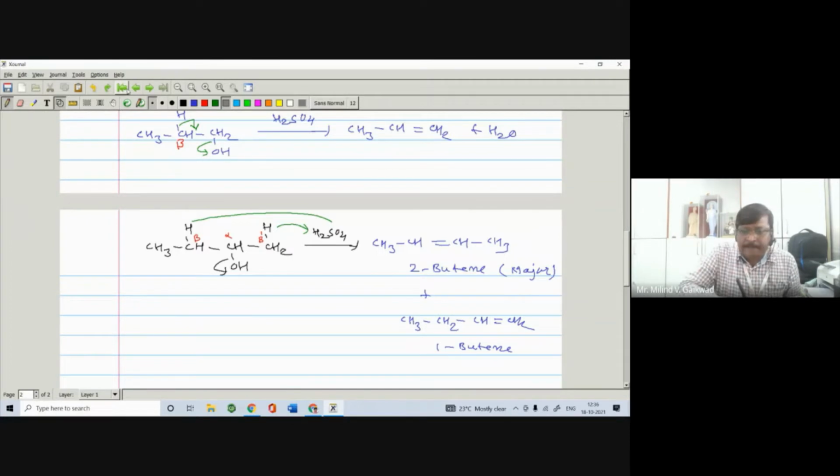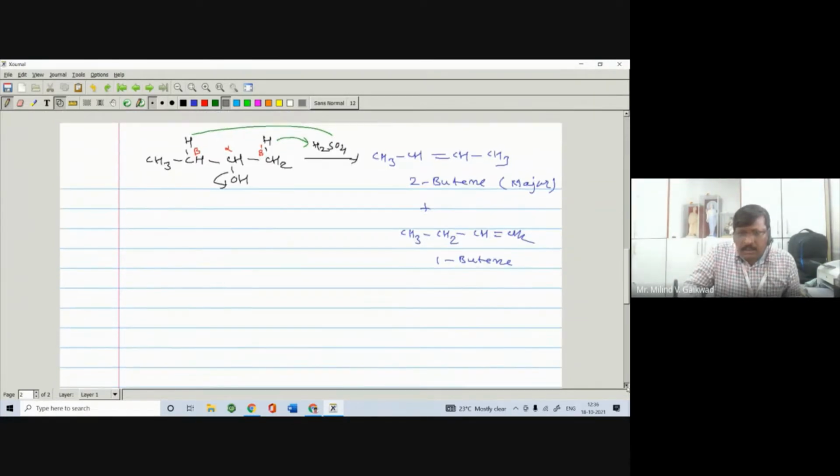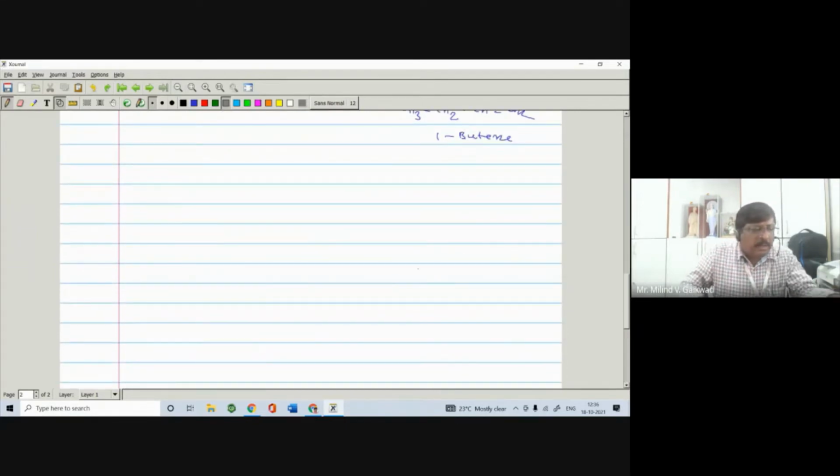Now the next reaction, another example, number three: dehalogenation of vicinal halides.